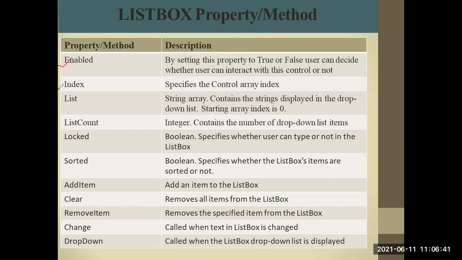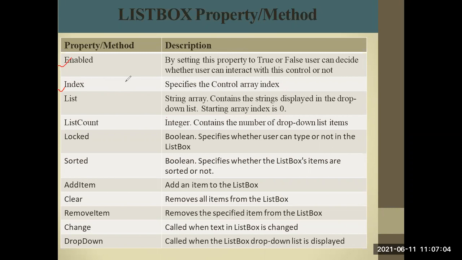Then Index will specify the control array index. Index basically specifies how many items are present in your list. Index generally specifies here how many items are basically present in my list. Fine.